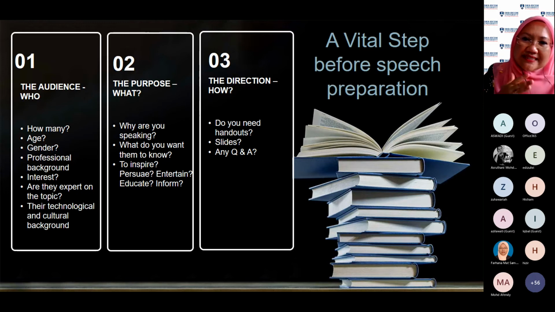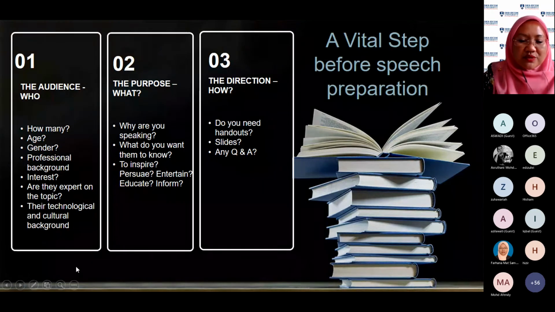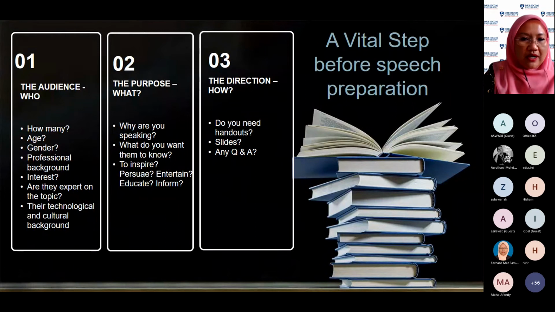All right, the third one is the direction of your speech. How are you going to go about designing the overall thing? Are you going to give handouts, slides? How many slides? How much time are given to you? Okay, is there any Q&A? Like, for example, we have our Q&A session, but perhaps I don't know if I can answer, but I will definitely try to answer as much as I can if you have any question. Okay, so this is how you want to design. The how is how you want to get to that delivery part. Okay, how are you going to design the overall thing?